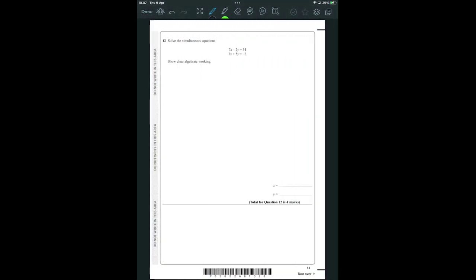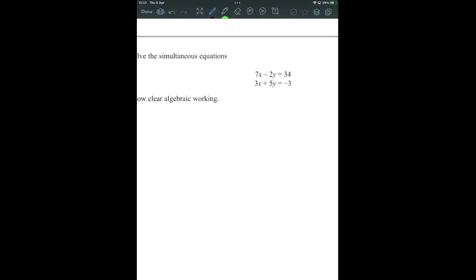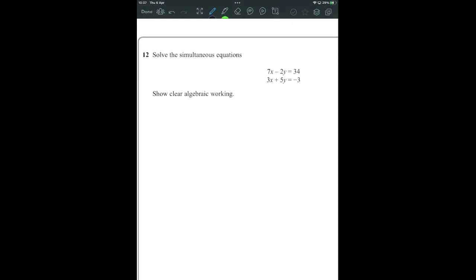Question 12. Simultaneous equations. Nothing special, nothing fancy about this question, just a nice normal simultaneous equations. I like to label my equations so I can tell the examiner exactly what I'm doing at every point. I could try and kill the x's, but the y's look nicer. I've got one positive, one negative, which makes my life easier when I come to eliminate them.